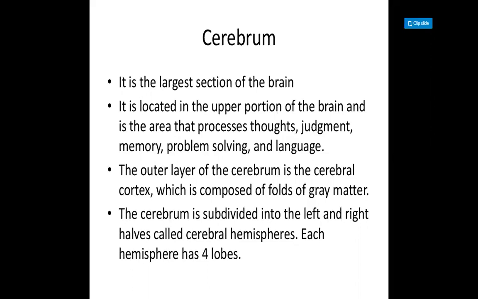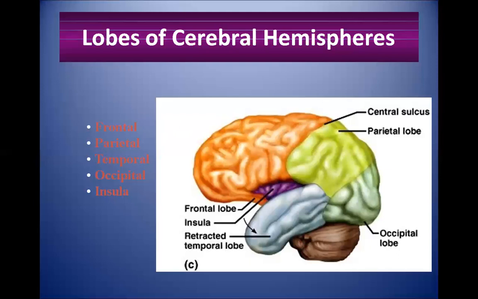The outer layer of the cerebrum is the cerebral cortex, which is composed of folds of gray matter. मतलब जो outer layer है, cerebrum का जो outer layer है, that is called the cerebral cortex, which is composed, means which is made up of folds of gray matter. ये gray matter के folding से बना हुआ होता है. This cerebrum is subdivided into the left and right halves called the cerebral hemispheres. और ये जो cerebrum है, it will be divided in two parts, that is left and right. Each hemisphere has 4 lobes. और हर hemisphere means right or left hemisphere, they have 4 lobes.